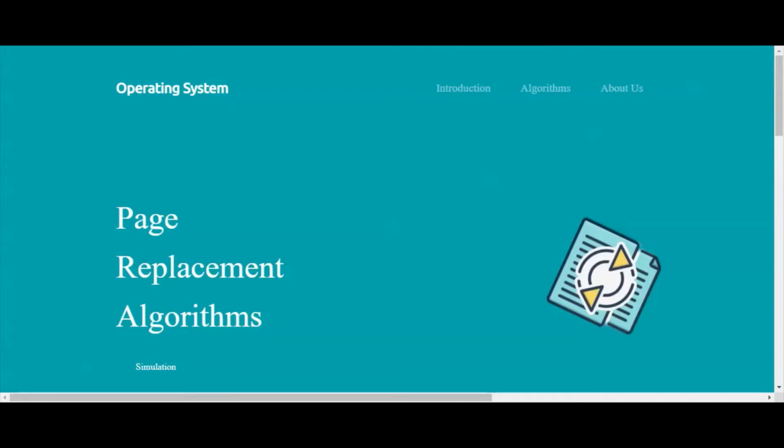This website is a part of our operating system project. Our domain is page replacement algorithm. We are team 3 from group 4, batch of division 2. We have hosted our website on GitHub. Let's have a look.